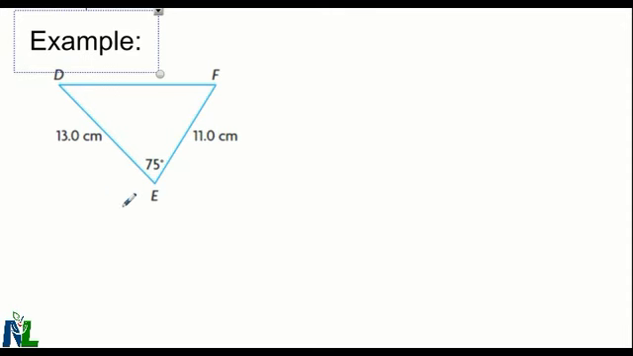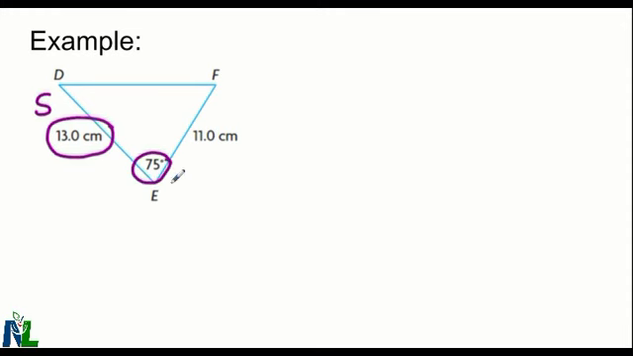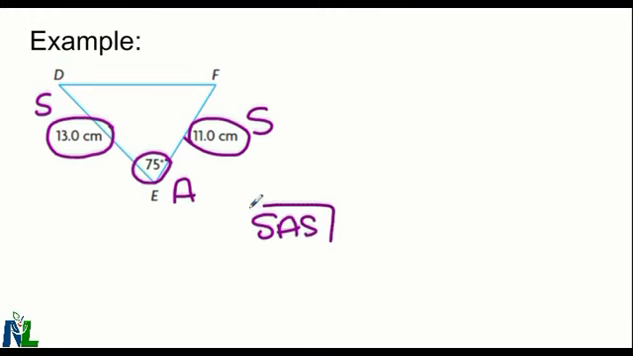Let's look at an example. Here, if we're looking for a piece of information in this triangle, we have a 13, and this 13 represents a side length. Then we have a 75. I'm circling all the information that I know in my triangle. So I know this side length is 13, which I label as S. This is 75, which I label as A. And this side length is 11, which I label as S. So I have S, A, S, which is a condition that tells us I need to use the law of cosines.